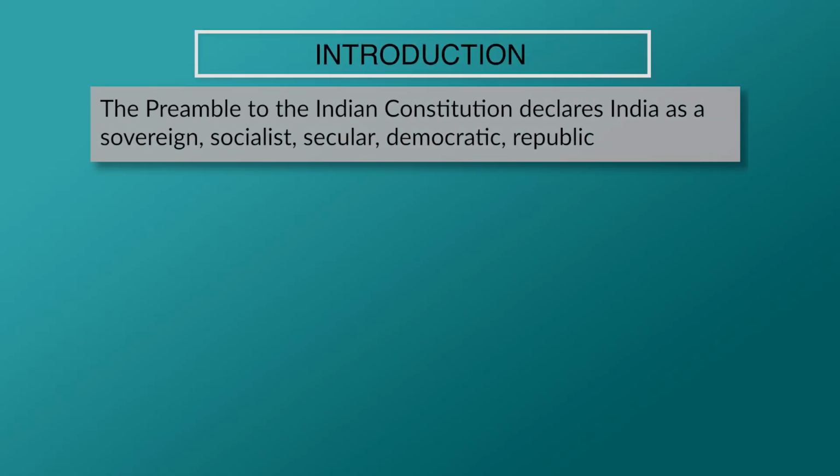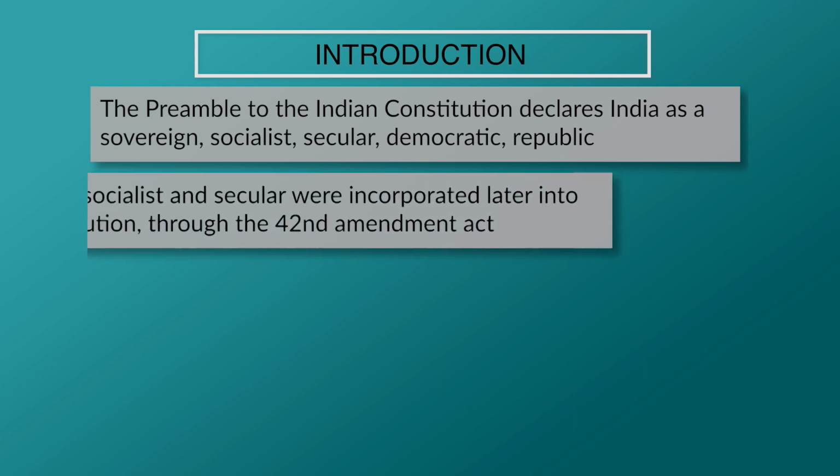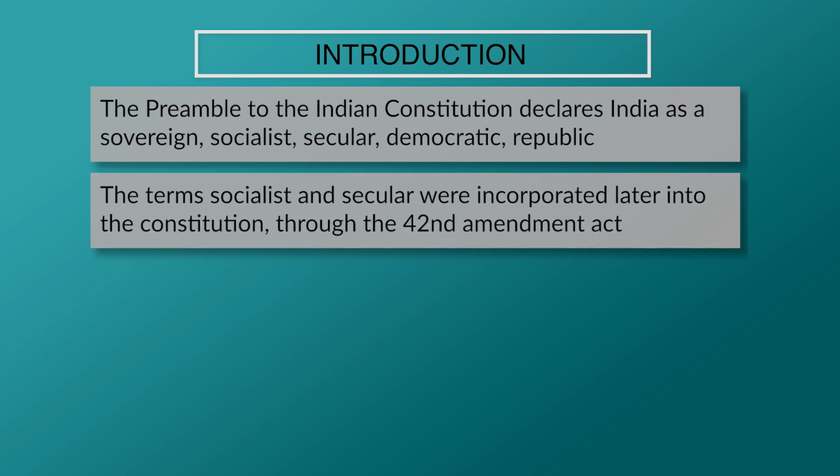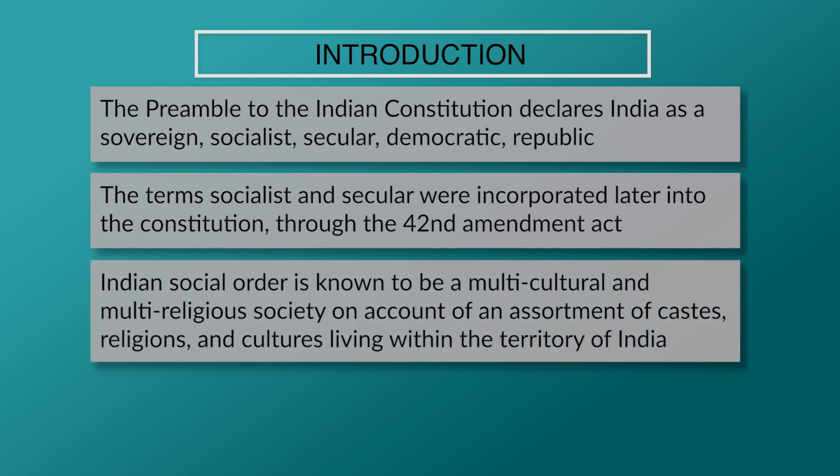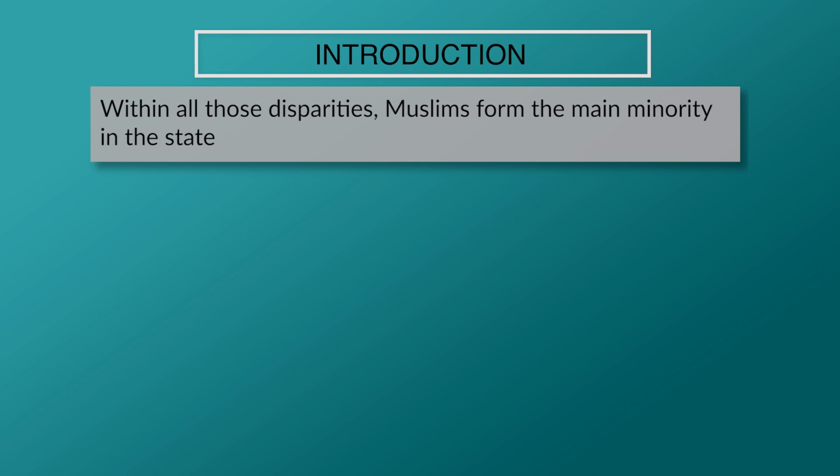To start with, the preamble to the Indian Constitution declares India as a sovereign, socialist, secular, democratic republic. The terms socialist and secular were incorporated later into the Constitution through the 42nd Amendment Act. Indian social order is known to be a multicultural, multi-religious society on account of the assortment of classes, caste, religion, ethnicity living within the territory of India. Within all these disparities, Muslims form the major minority in India.